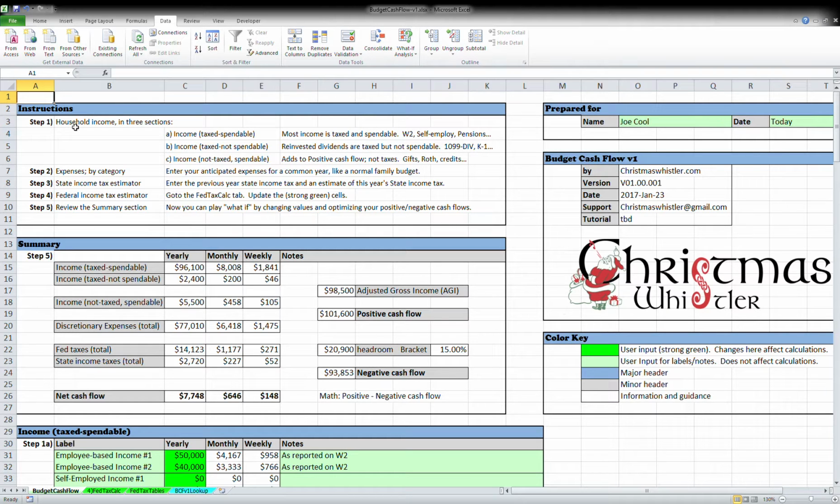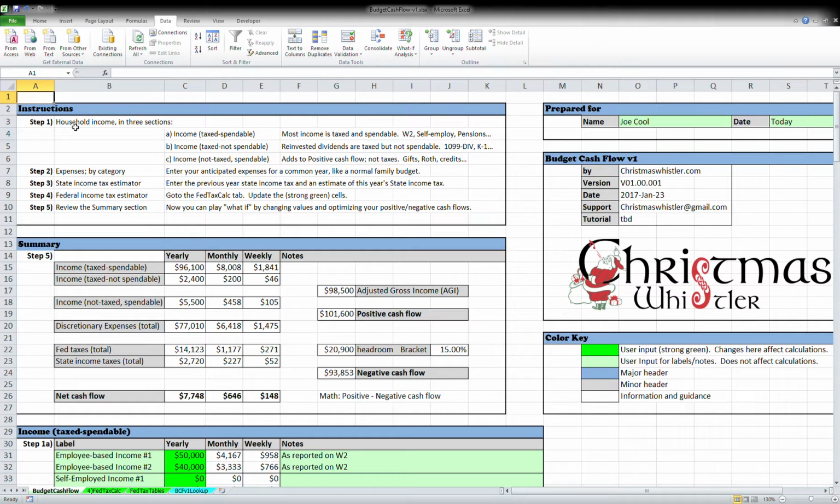I'm going to take you through the budget cash flow calculator. This spreadsheet is a very powerful spreadsheet because it really combines the best of two different styles of spreadsheets in the financial area, and it gives you a tremendous amount of analytical power to be able to see what your net cash flow is for your family.